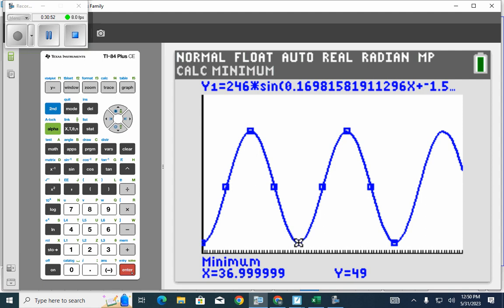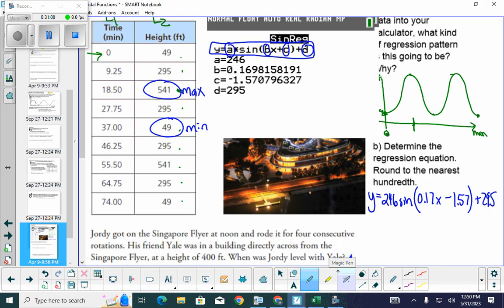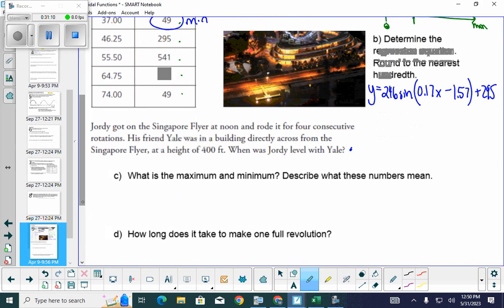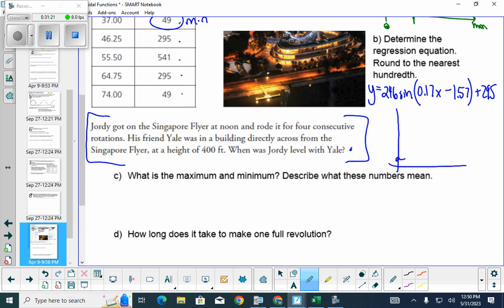Okay. Part E. If Jordy wanted to wave at Yale when they were directly across from each other, what times would Jordy tell him to be at the window of the building? Okay, so right here in this question, we've got this little paragraph. It says Jordy got on the Singapore Flyer at noon. So what that means is that he got on here, so this point right here is at noon.